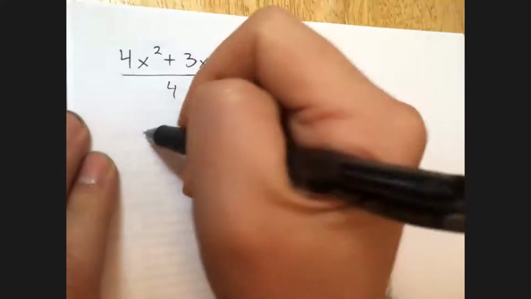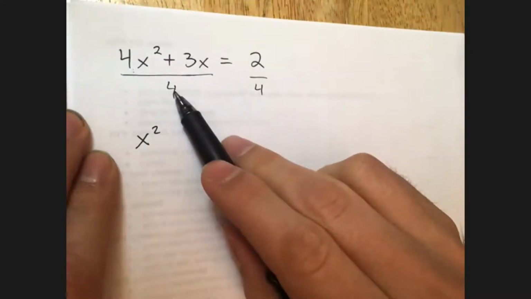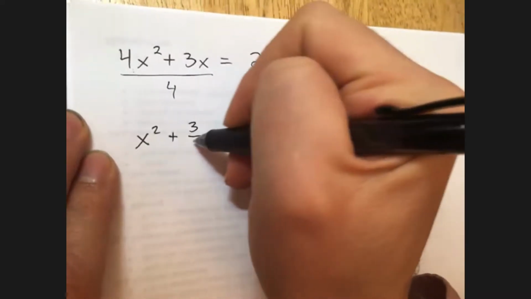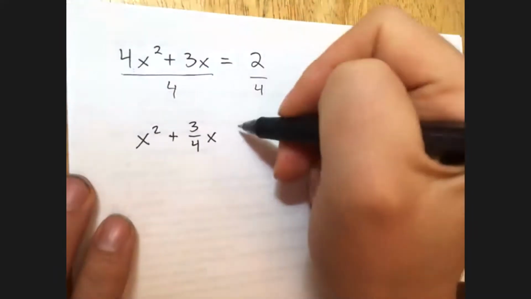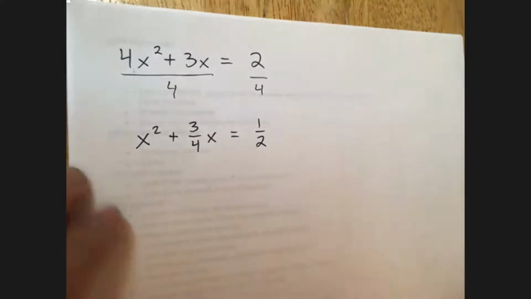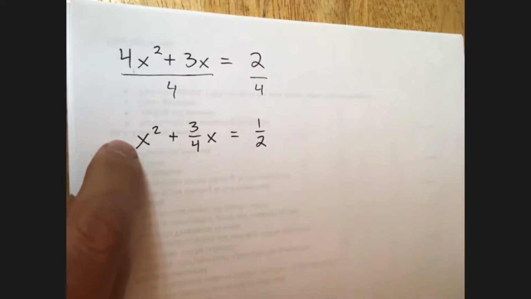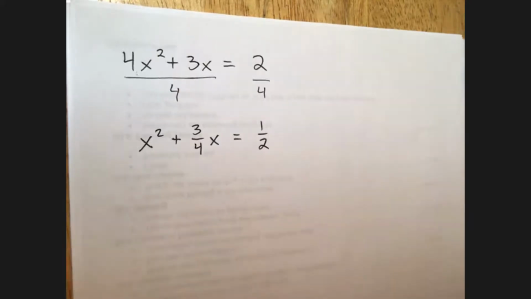So I'm going to have 4x squared divided by 4. That gives me the x squared. But then I have 3x divided by 4. That's 3/4 x. No way to avoid that fraction, unfortunately. 2/4 simplifies to 1/2. So we've created fractions in our problem, but we do have a 1 in front of our x squared. So that's what we wanted.